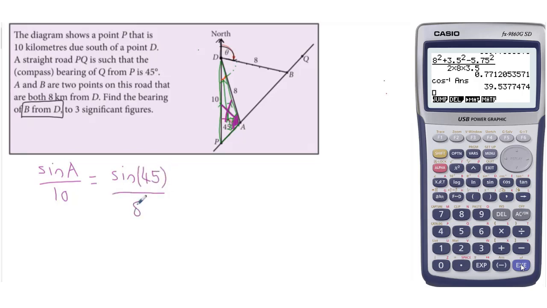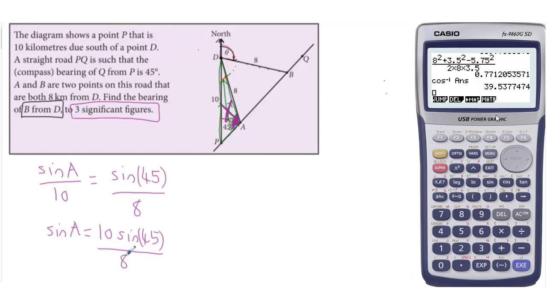Over opposite 45 is an 8. Okay, so sine A equals 10 sine 45 over 8. You could, 45 is one of our nice angles, so you could work that out, but I'm going to have to use the calculator anyway. The fact that it's also 3 significant figures, you might as well just use the calculator. Otherwise, you're going to be dealing with messy fractions anyway.